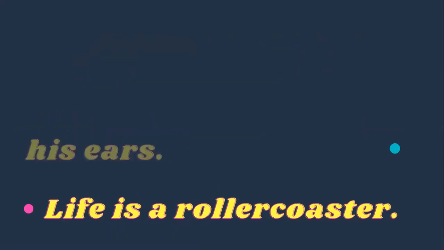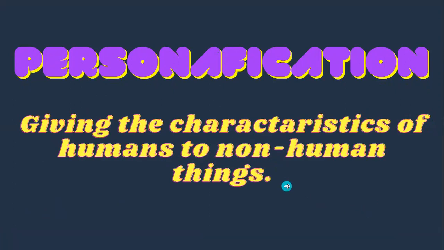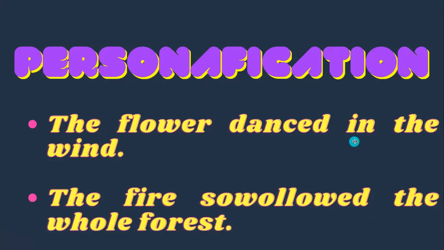What else? Personification. Personification is giving the characteristics of humans to non-human things. What does it mean? We as humans have qualities. When I give the qualities of a person like me and you to a non-living thing, that's what we call personification. An example of this: the flower danced in the wind. I can dance, you can dance, but flowers cannot dance. So here I'm giving the characteristics of human beings to a non-living thing, like the flower.